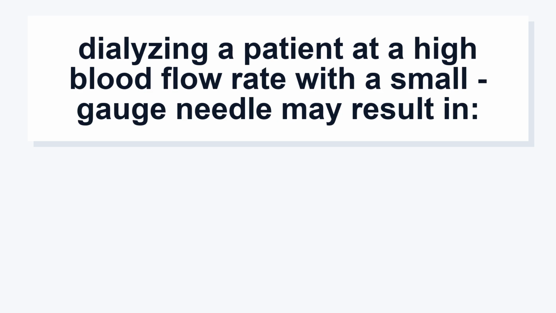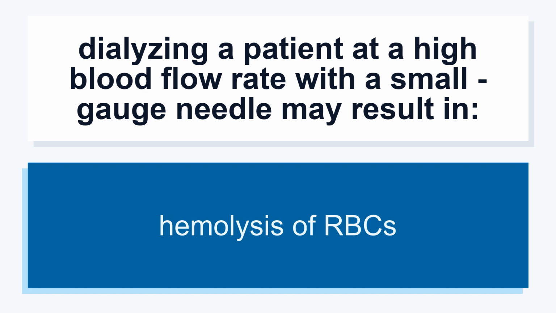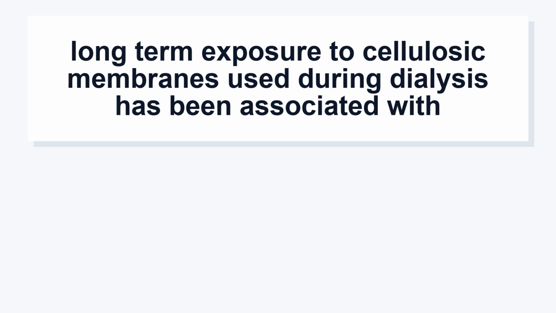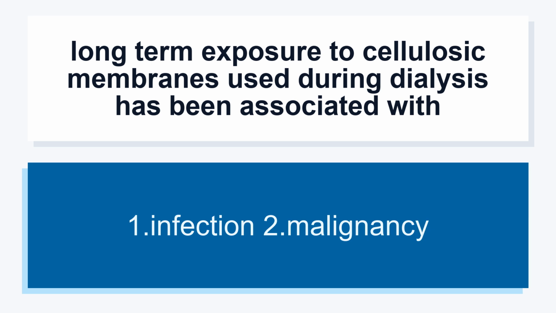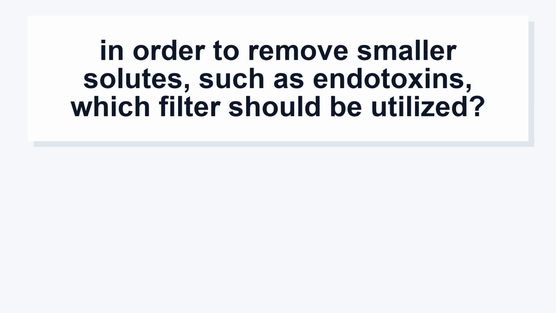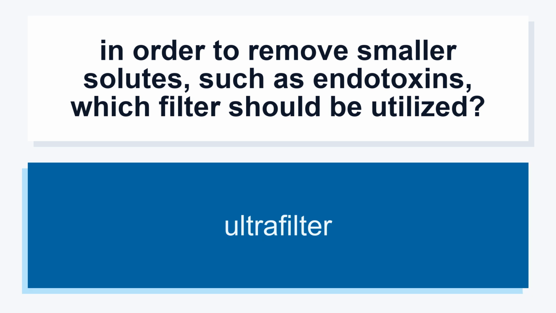Dialyzing a patient at a high blood flow rate with a small gauge needle may result in hemolysis of RBCs. Long-term exposure to cellulosic membranes used during dialysis has been associated with 1. Infection. 2. Malignancy. In order to remove smaller solutes, such as endotoxins, which filter should be utilized? Ultrafilter.